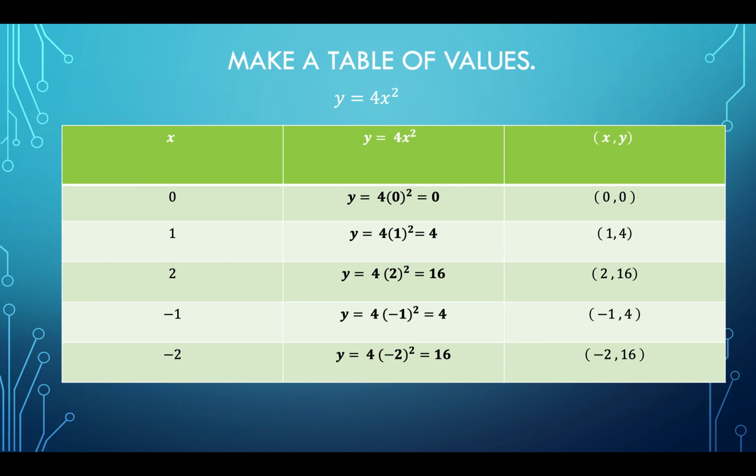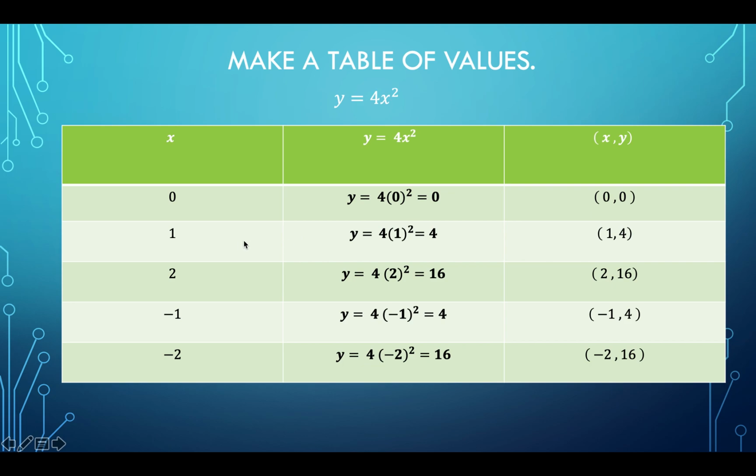So if I say x is equal to 0, what's our y value going to be? To figure that out, wherever in this equation there's an x, we're going to plug that number in. So here we have 4 times 0 squared. According to PEMDAS, we do our exponents first. So we do 0 squared, so 0 times 0, which is 0, times 4, which gives us 0. So our coordinates are 0, 0.